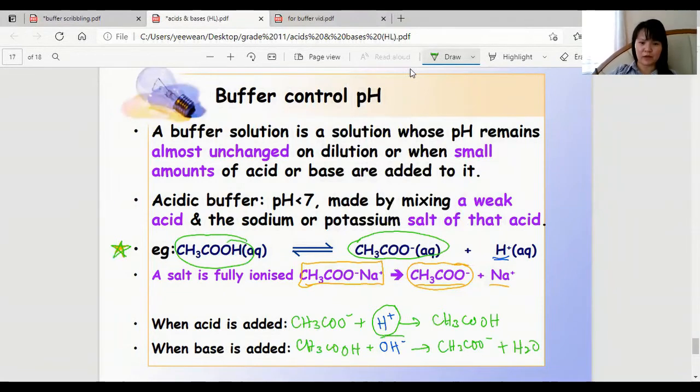So again, the OH⁻ is not disturbed. If the OH⁻ is not disturbed, then the H⁺ won't be disturbed. Therefore, the pH is unchanged.